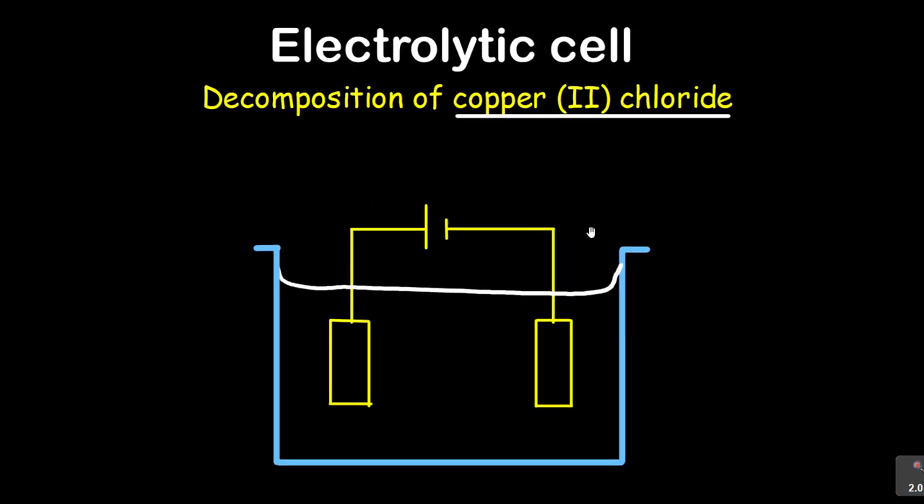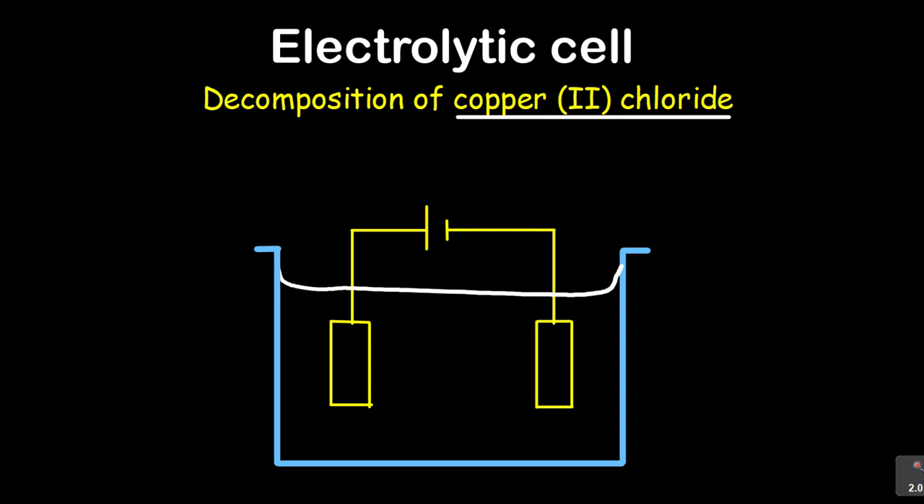Now, first things first, the electrolytic cell. How do we label it again? Remember, you have the positive terminal of the cell or the battery, and you have the negative terminal of the cell or the battery. The negative terminal of the battery is connected to the negative electrode, and the positive terminal of the battery is connected to the positive electrode. All right, that is the first thing.